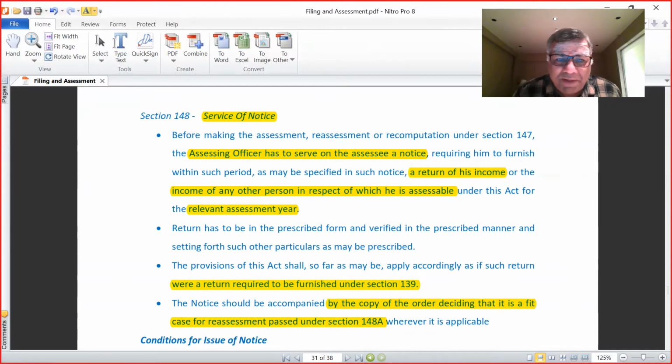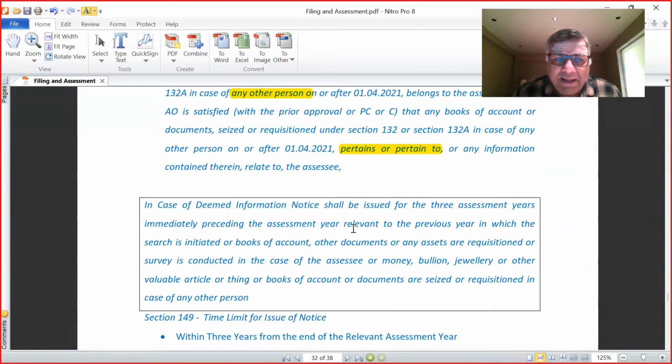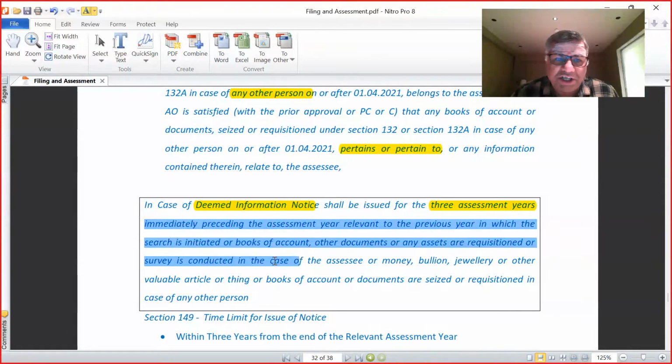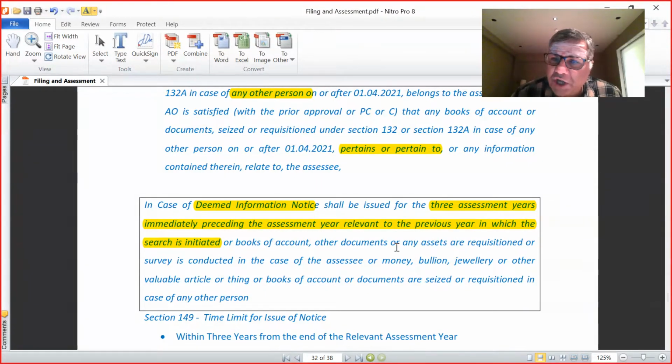Okay, look at the words. In case of deemed information, please understand, in case of search, seizure, or survey of the assessee or another person, notice shall be issued for the 3 assessment years immediately preceding the year in which the search is initiated, or books of accounts or other documents are requisitioned, or survey is conducted in the case of the assessee, or money, bullion, jewelry, or other valuable article belongs to some other person.